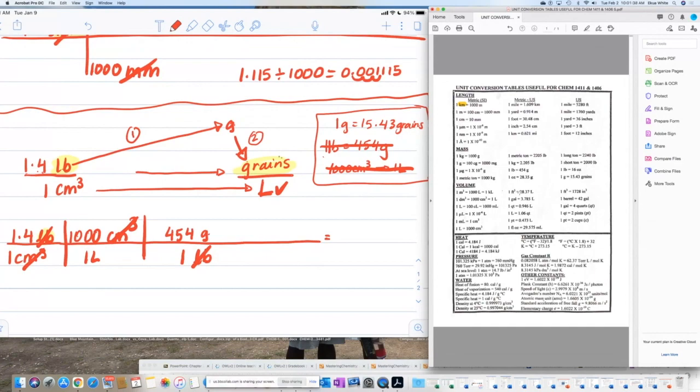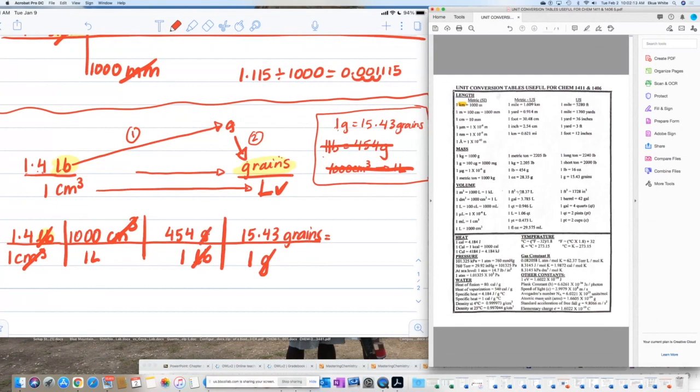They say the top unit has to say grains. So I'm not done. I have to do one more conversion. I have to get rid of G and bring in grains. My last conversion is right here. Since I have G on top, I want to get rid of G. I put G on the bottom. When I look over here, I have 1 G that goes with 15.43 grains, right? G and G cancel out.